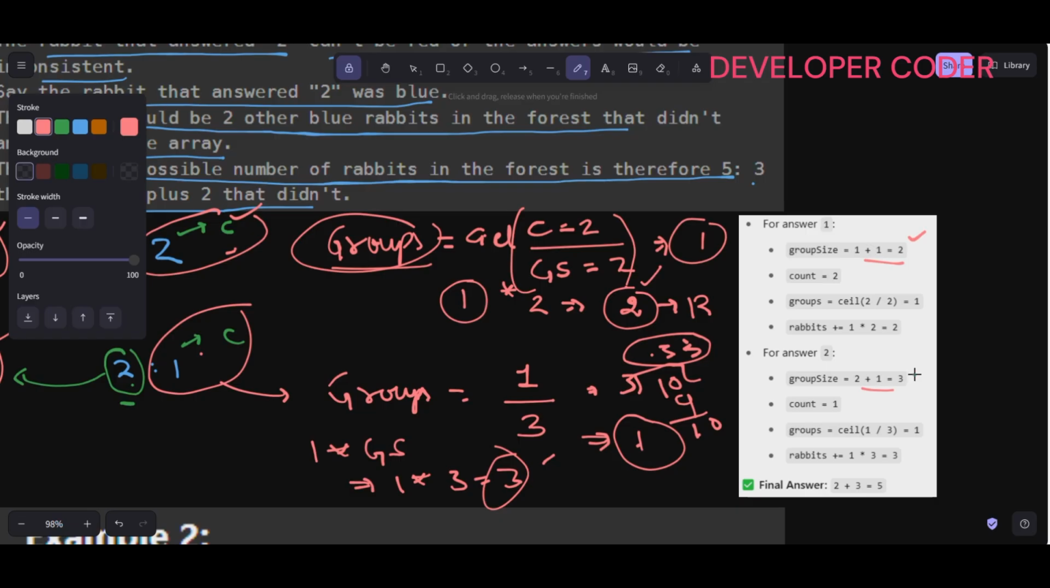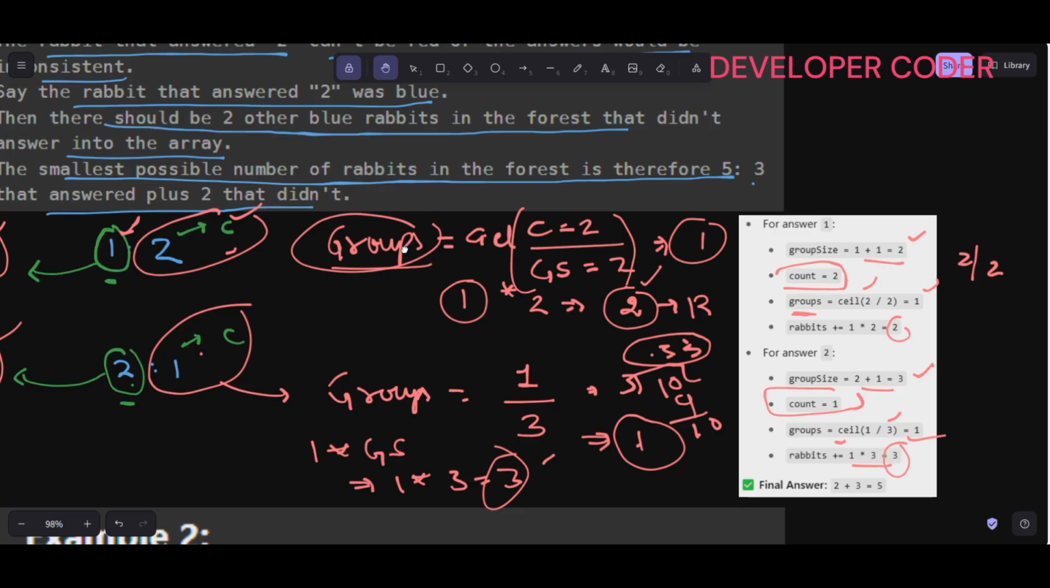Okay, so I told you how we are taking a group size. Then count, we will calculate the frequencies. And then groups. So we know group size and count, so count divided by group size. So we are going to get 1 here, we are using ceil. So here also 1 divided by 3, you are going to get 0.33 something, and you are going to use ceil, so there is just one group, and in one group how many rabbits will be there? 3. So 2 plus 3, 5. So clear, example 1.